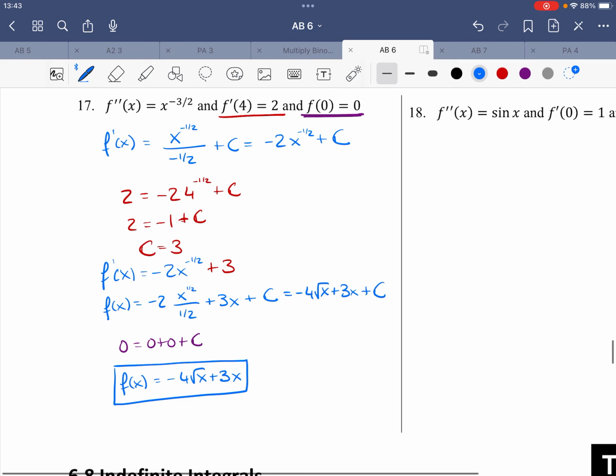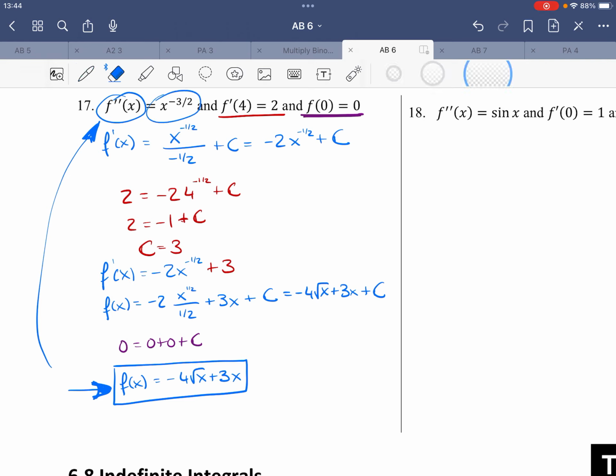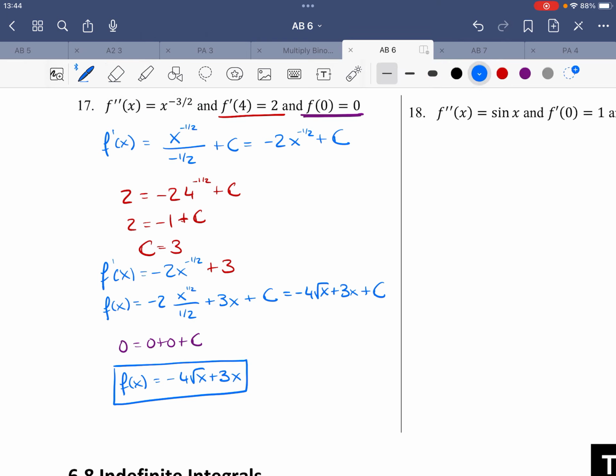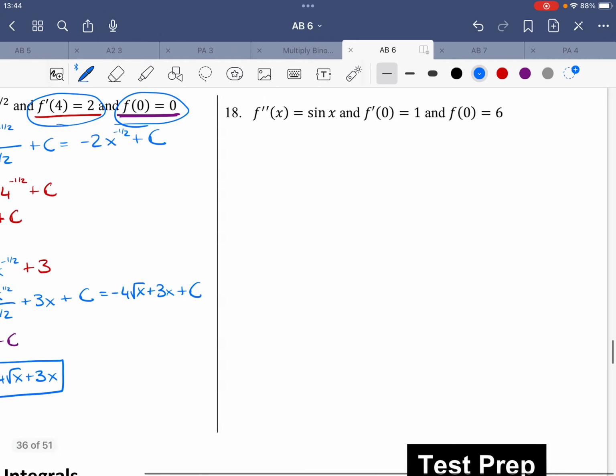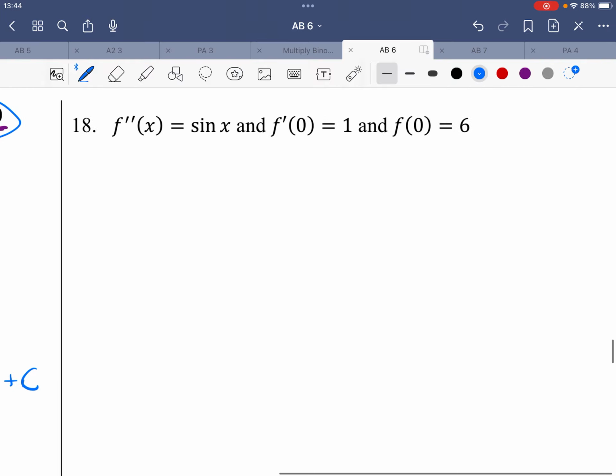Just to be clear, this is a function that satisfies this differential equation. That means that if we were to take the second derivative of that function, we should be getting that, and at the same time, it goes to this point, the function goes to this point, and the derivative goes to that point. That's what we're doing here. Okay, so same thing here.